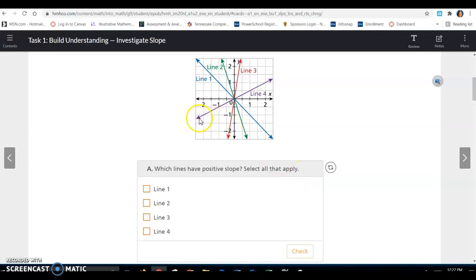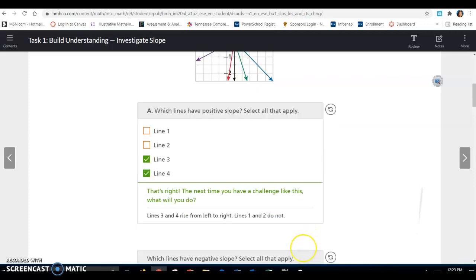Select all that apply. We can see this purple line here goes up from left to right, so we know it has a positive slope. We can check line 1, it's going down, so that's negative. Line 2 is going down from left to right, so that one's negative. And the red line is going up very steeply from left to right, so that one is also positive.